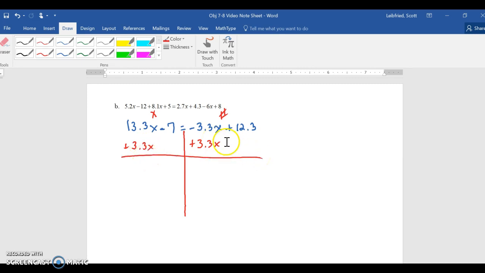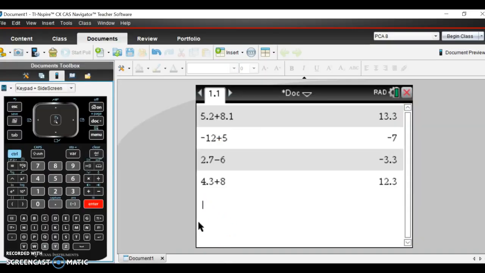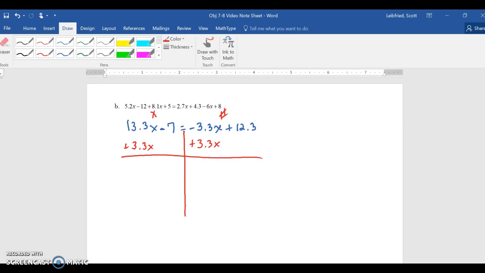And again, if you're having difficulty with this 13.3x and the 3.3x, just use your calculator. 13.3 plus 3.3, you get 16.6. So we get 16.6x, bring down the -7, equals, these 3.3's cancel because one's negative, one's positive, bring down the 12.3.